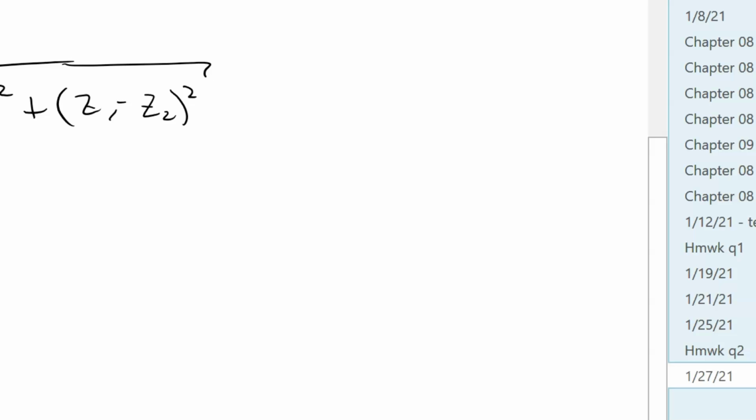Similarly, we'd like to be able to find the midpoint between 2 points. So if you remember back to Algebra 1 or geometry, to find the midpoint in 2 dimensions, you basically did x1 plus x2 divided by 2 and y1 plus y2 divided by 2. Similar idea here, except now we have a third component.